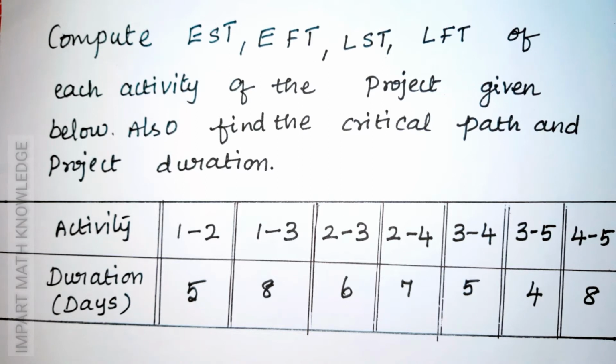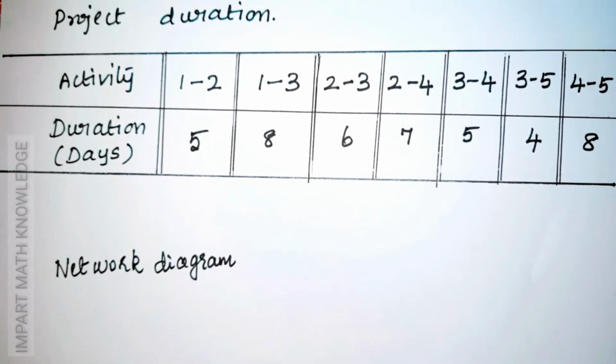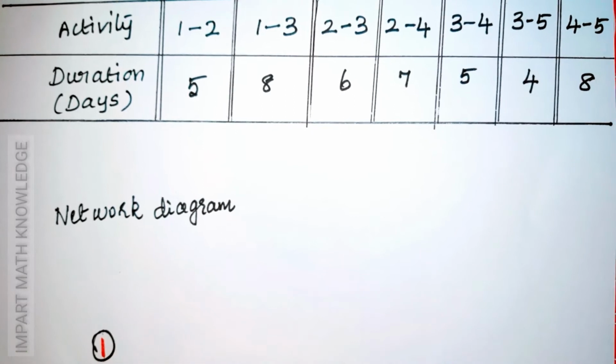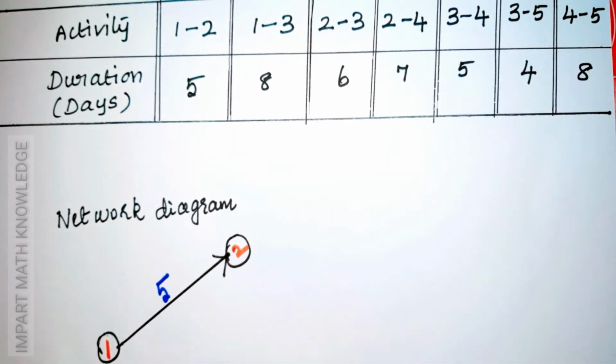I am going to explain how to calculate time estimates in critical path method with a simple example. Here the activity and the duration are given. First we need to draw the network diagram for the given project. The first activity is 1 to 2. The initial node is 1. This is node 1. This is node 2. The duration for the activity 1 to 2 is 5.